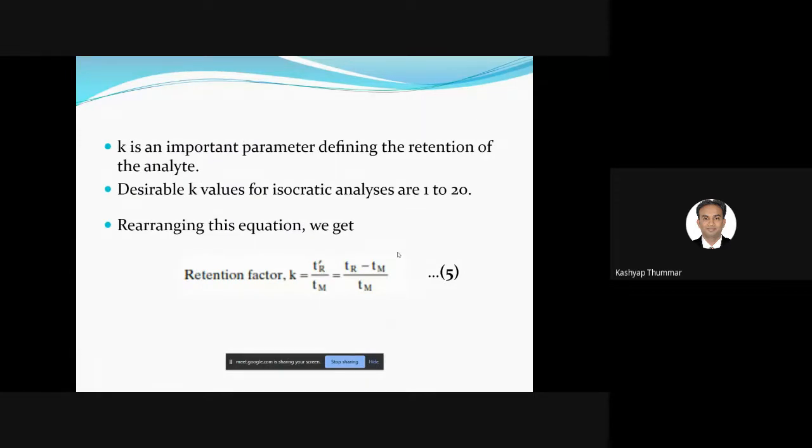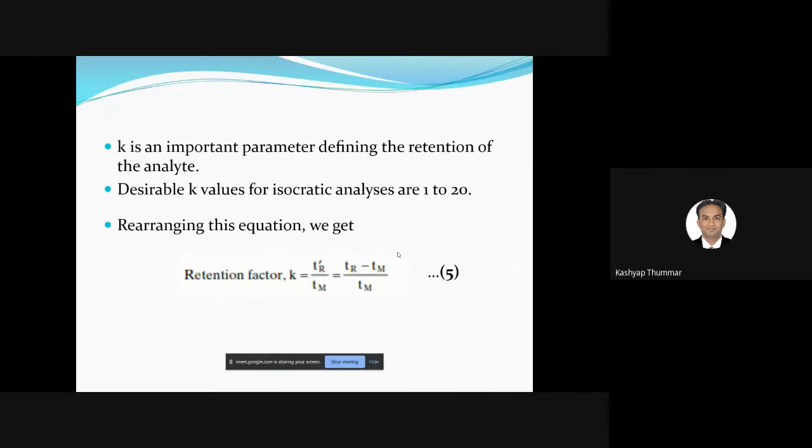And the K, what is the importance of the K value, meaning the importance of the retention factor? It is an important factor in defining the retention of the analyte. Desirable K values for isocratic analysis are 1 to 20. So what is the desirable value?